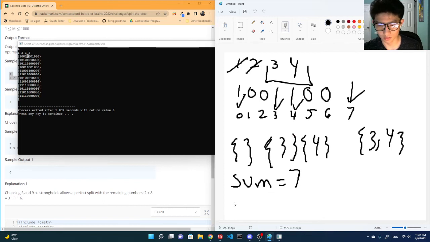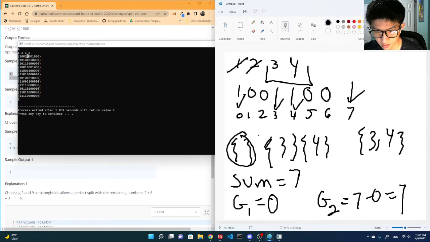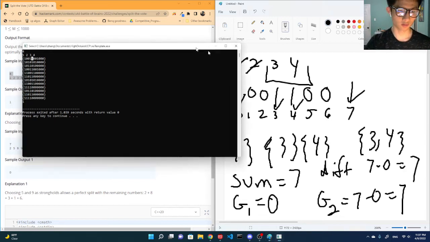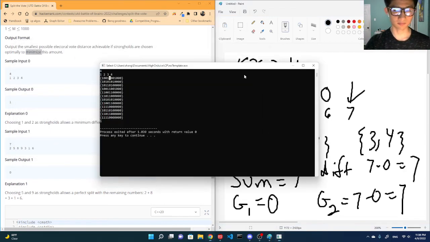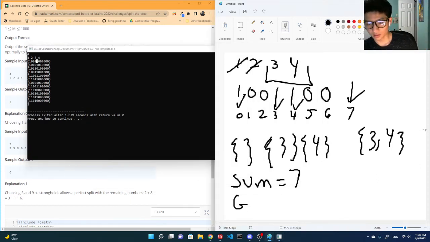One difference we can do is if we chose group 1 to be 0. Okay. And if group 1 is 0, group 2 is 7 minus 0, which is 7. So if group 1 is this, group 2 is actually going to be this. Make sense? And this is not really optimal because the difference between 7 and 0 is 7, and we want the minimum possible. Right? Minimal.